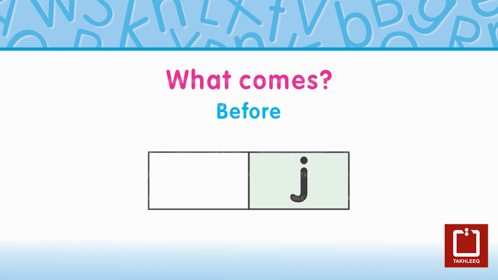What comes before J? First we say I, then J. I, J. I comes before J. So we write here I.